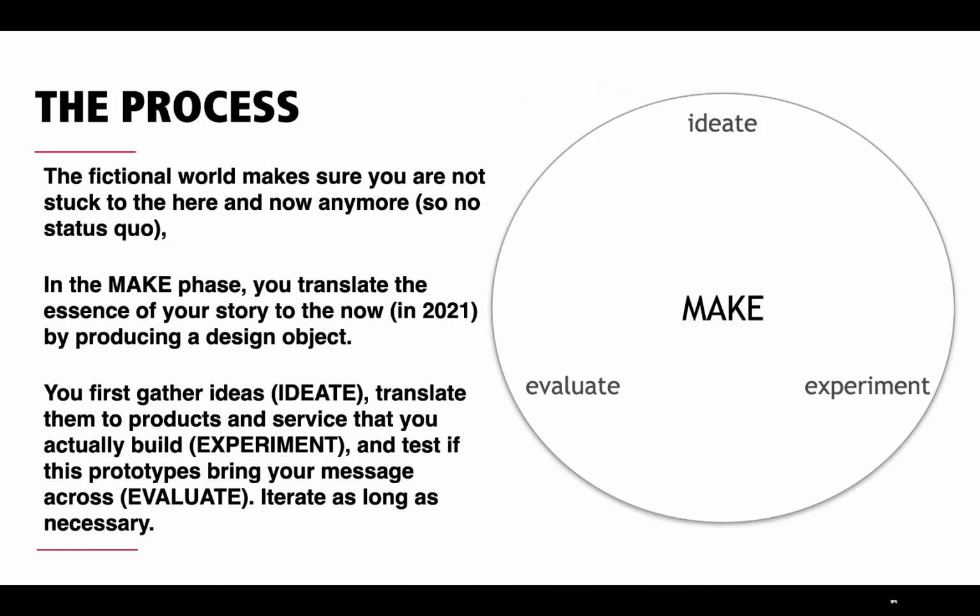So the process of this step is that you are going to translate your fictional world into a prototype. And that means that you really need to know what the essence of your story is. What do you want to bring across to your target audience? And of course also, who is your target audience? First you gather ideas, then translate them into a product or service. And that'll be a prototype that you're going to build. And then you're going to evaluate the prototype with your target audience.